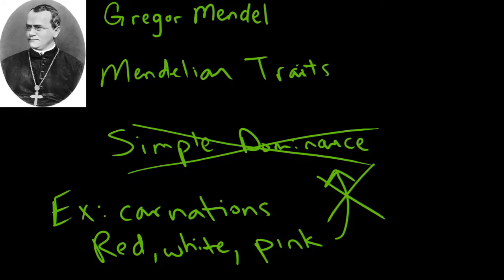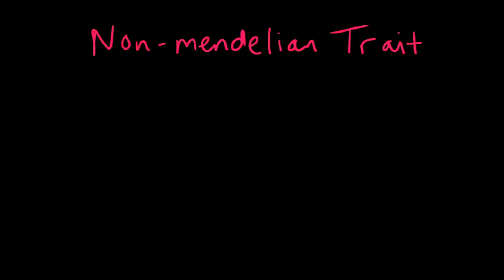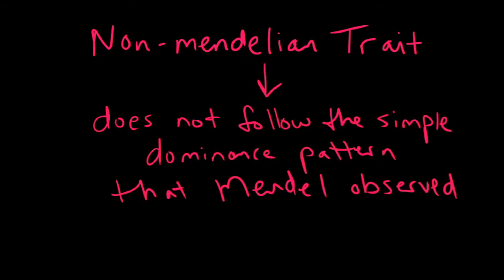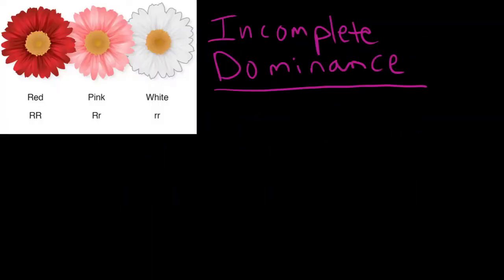And so what is going on? Well, this is what we call a non-Mendelian trait. Very simply, that is a trait that does not follow the simple dominance pattern that Mendel observed. And there's several different types. We're going to focus our attention right now on incomplete dominance and codominance. So our example with carnations is an example of incomplete dominance.